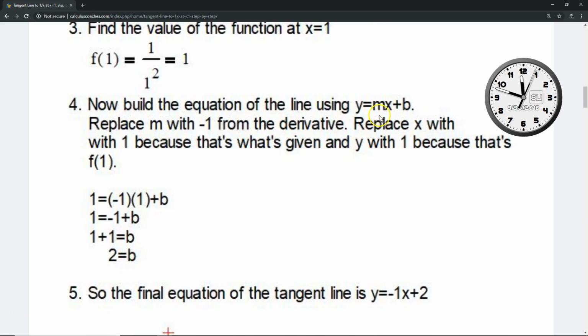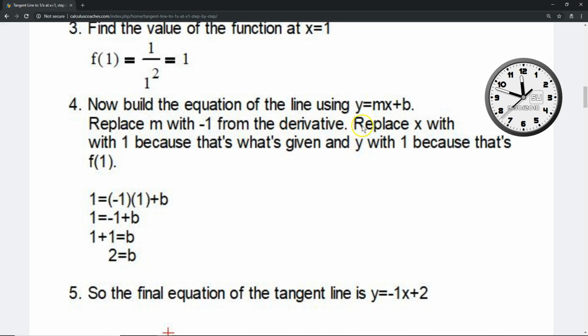Lastly, you use y equals mx plus b to find the equation of the tangent line. That means the following, that m is the slope, so you replace that with the value of the derivative. That is negative 1 in our case. The y is the value of the function at 1, and the x is the value of the x. Once you find the value of y, m, and x, then you can just find b as follows. Replace m with negative 1 from the derivative. Replace x with 1 because that is what is given. And lastly, replace y with 1 because that is the value of f of 1.